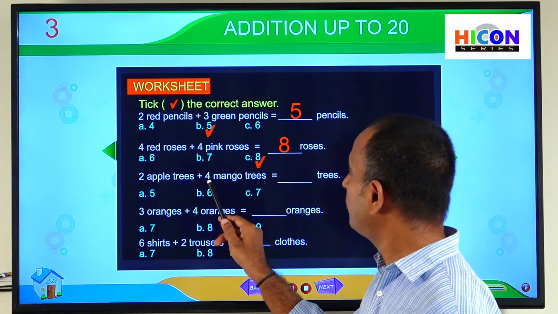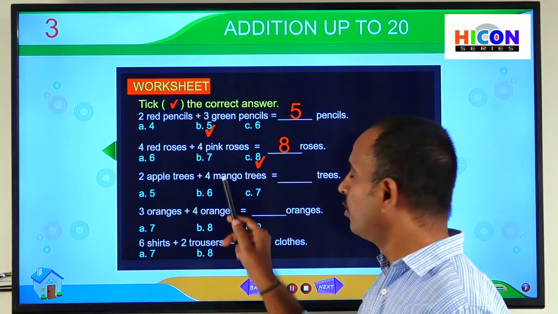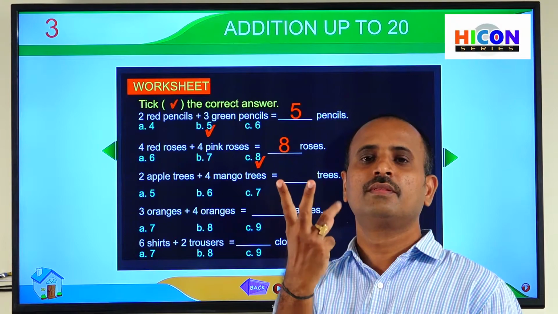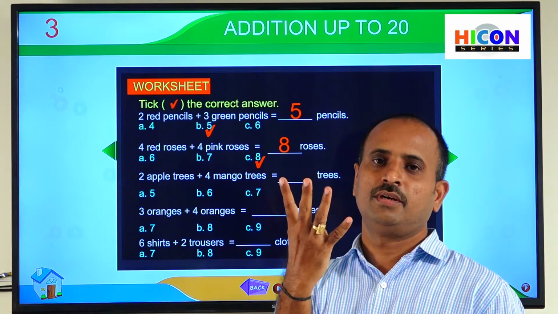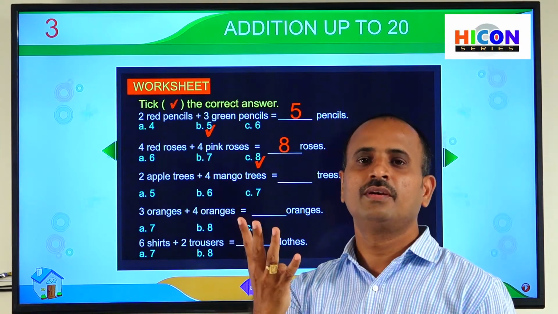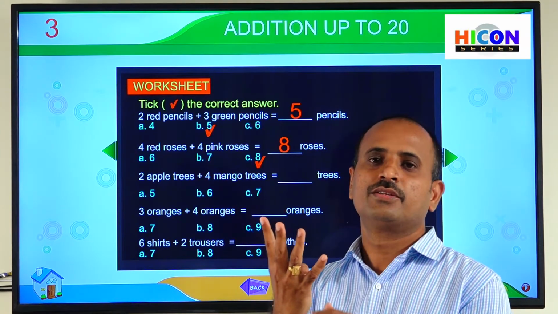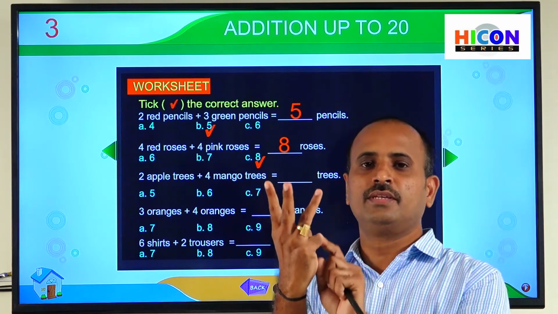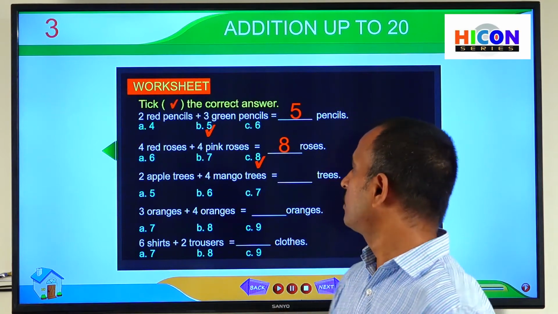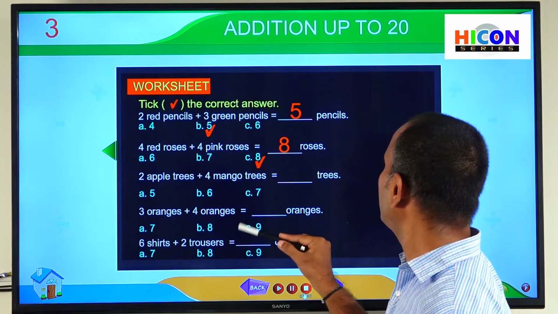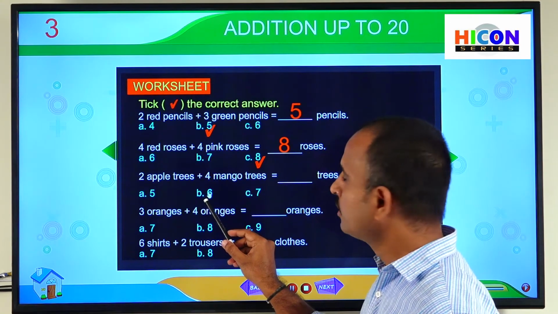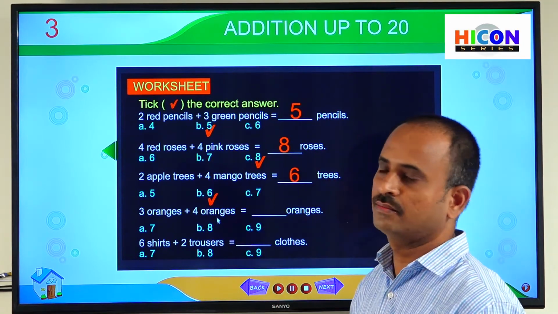So here what is the second number? 4. So open 4 fingers of your hand. So 1, 2, 3, 4. What is the first number here? 2. So start counting after the first number. So after 2, we will get 3. So start counting from 3. 3, 4, 5, 6. So the answer is 6. That means there are total 6 trees. So the answer is 6. That is B. So put a tick mark for B.